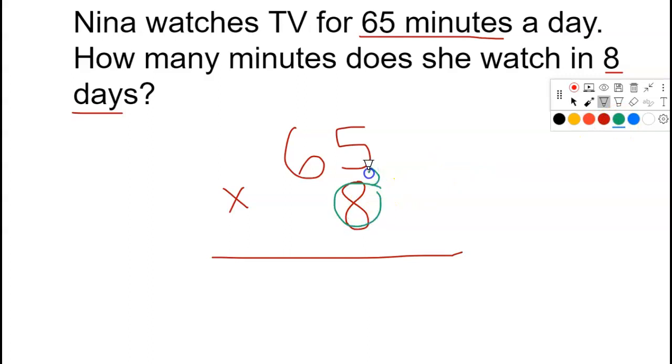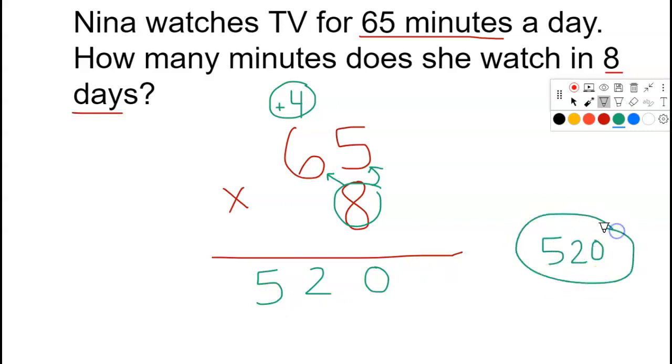8 times 5 equals 40. Put the 0 and 40 down here. Carry the 4 up to the next place value, so we can add that in just a minute. Now we're going to do 8 times 6. 8 times 6 is 48. Don't forget to add that 4 to it. 48 plus 4 gives me 52. So she watches 520 minutes of TV in 8 days.